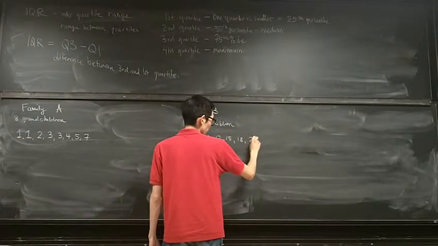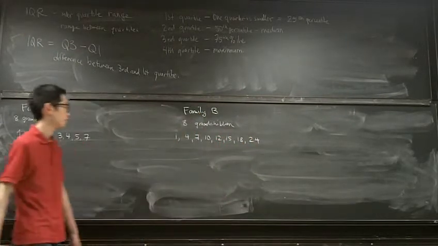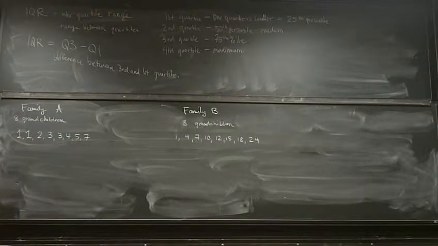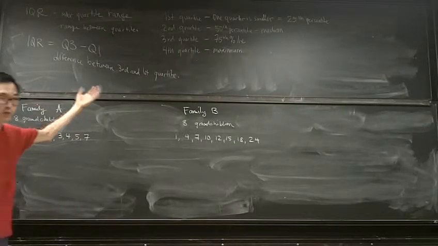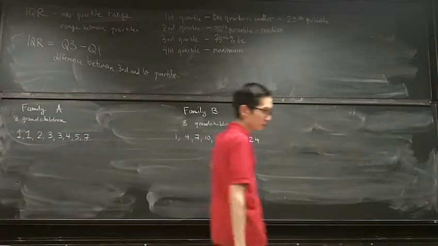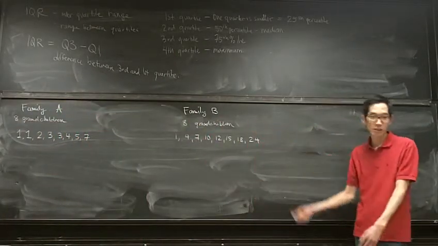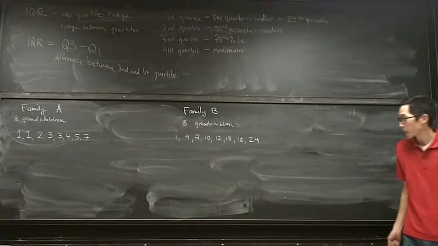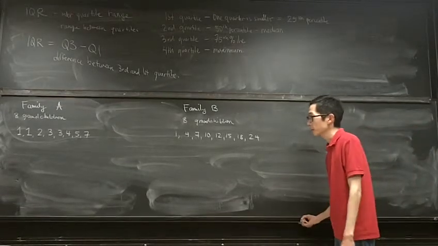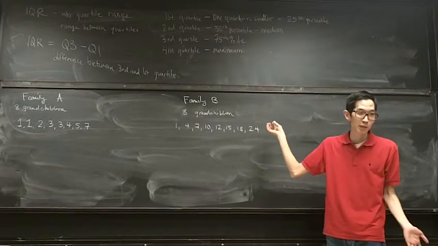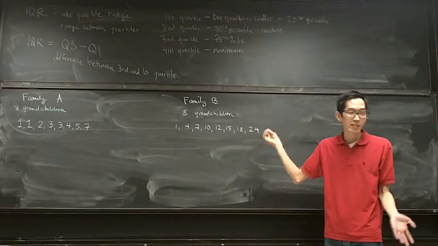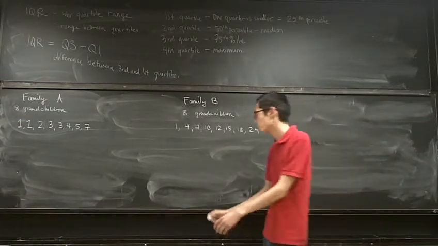These are very possible, right? You can imagine two families where the grandchildren are spaced out as such, or as such. Obviously, which family has more spread? Family B. Family B has more spread, right?